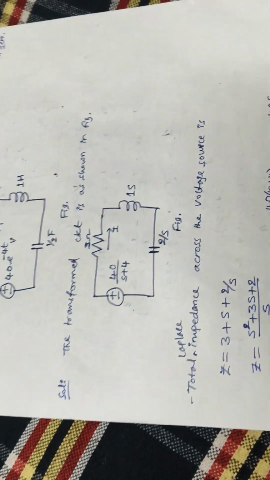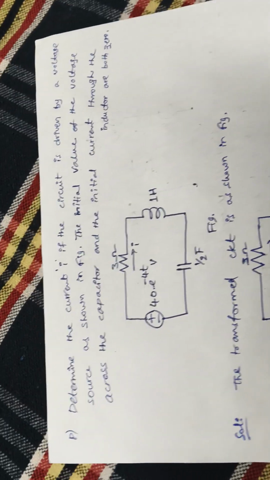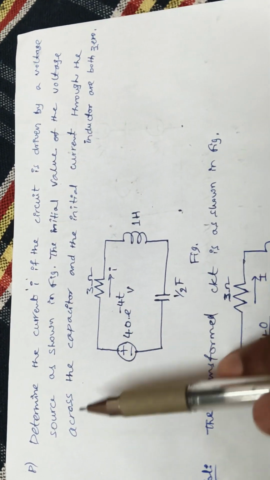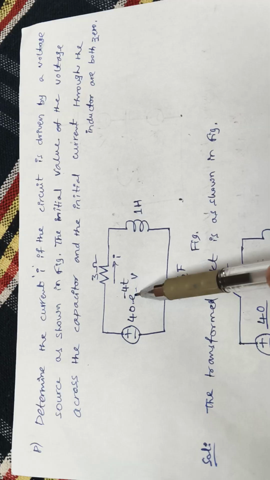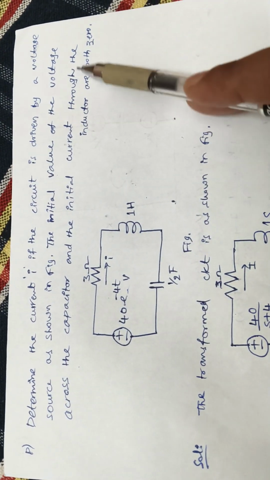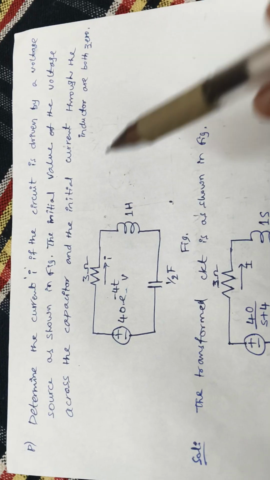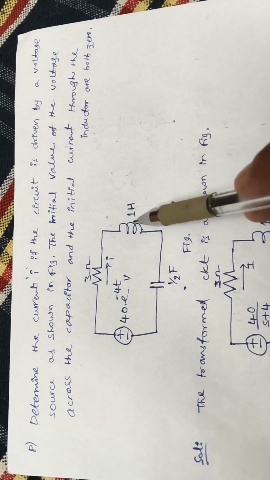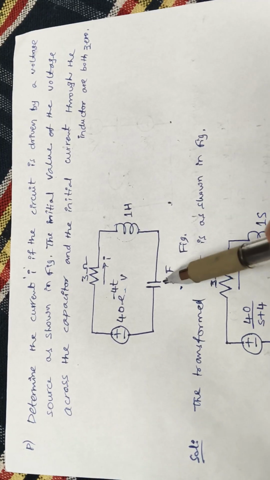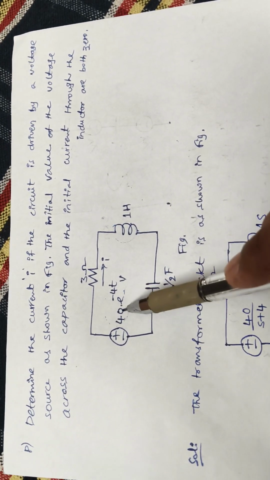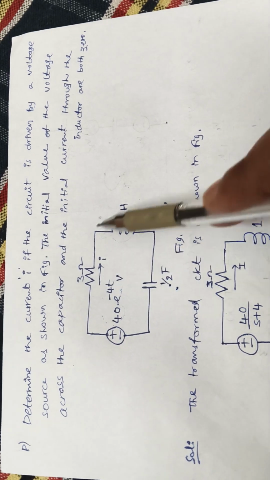And another problem, if you see: determine the current I if the circuit is driven by a voltage source as shown in the figure. The initial value of the voltage across the capacitor and the initial current through the inductor are both 0. A resistor, inductor, and capacitor are connected in series. The initial current and initial voltage of the inductor and capacitor respectively are 0, and the source voltage is 40 e^(-4t).